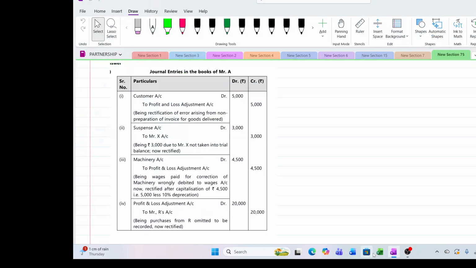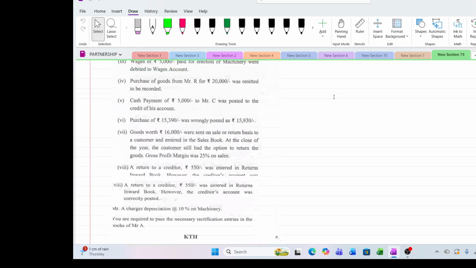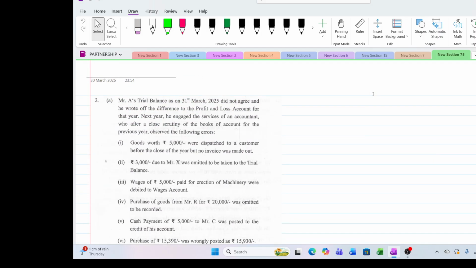Today we are going to see CA Foundation January 26 question number 2 in accounts, that is rectification of errors. We will understand it entry by entry. First, they have given a customer. First of all, it is a previous year adjustment. Next year, the accountant, after close scrutiny, observed the following errors and made the rectification.